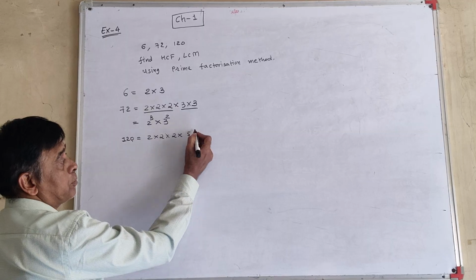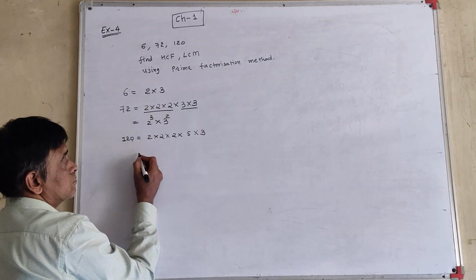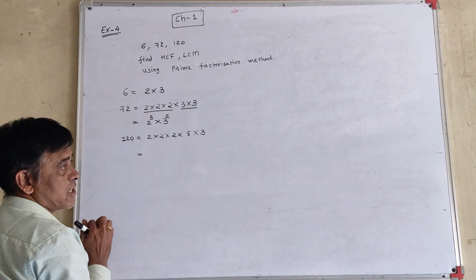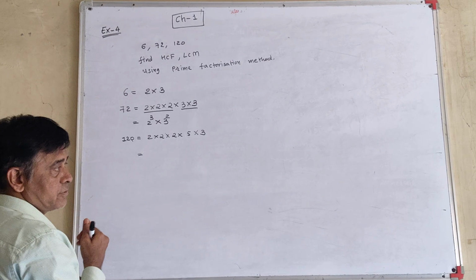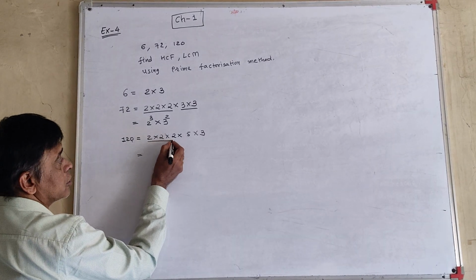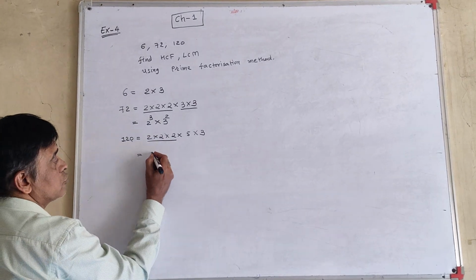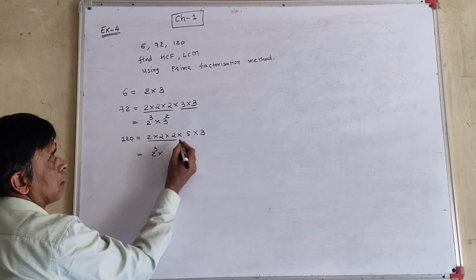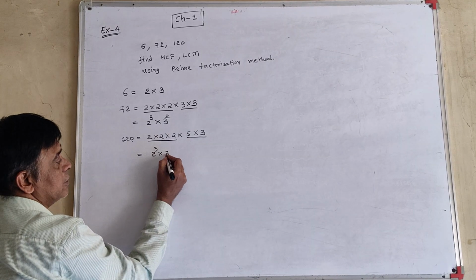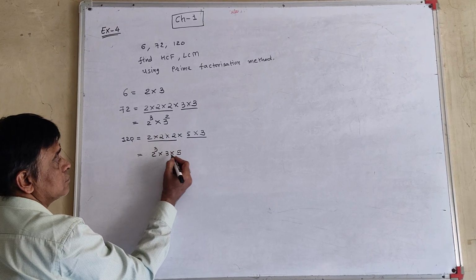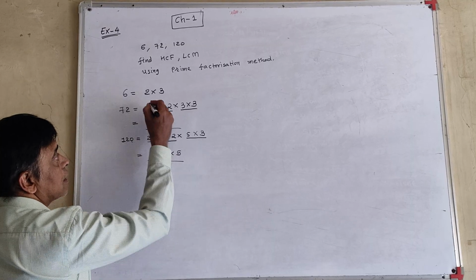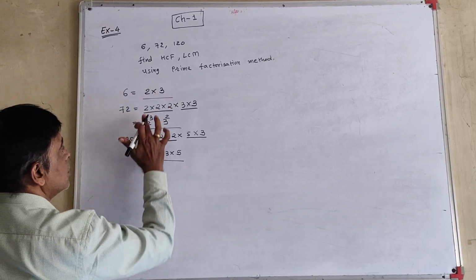15 is a product of 5 and 3. So all these numbers are prime numbers. Here 2 comes 3 times, so it will be 2 cube. 5 and 3 come 1 time. So this is your answer.